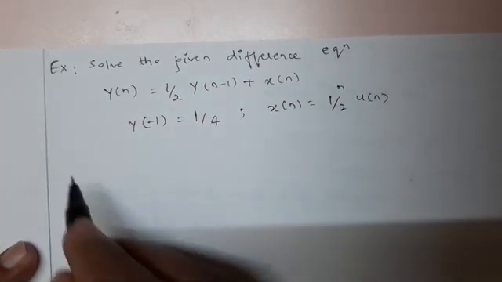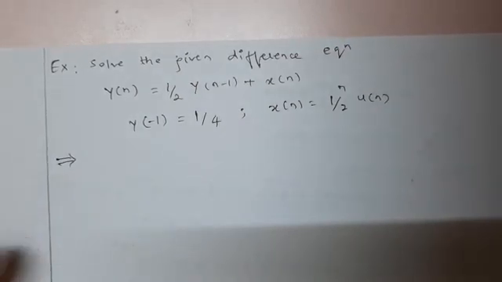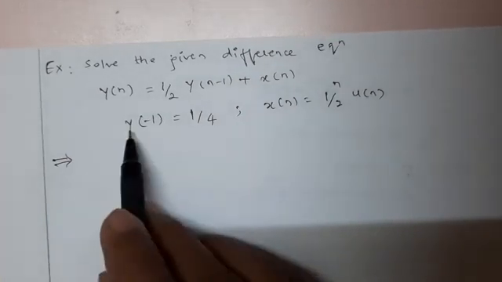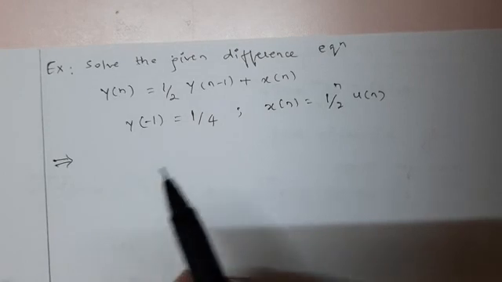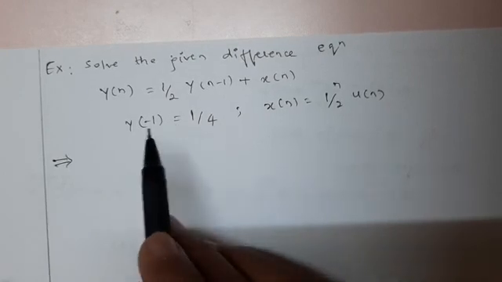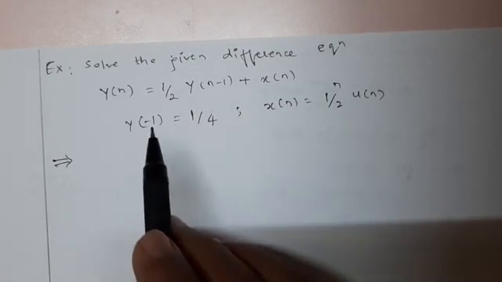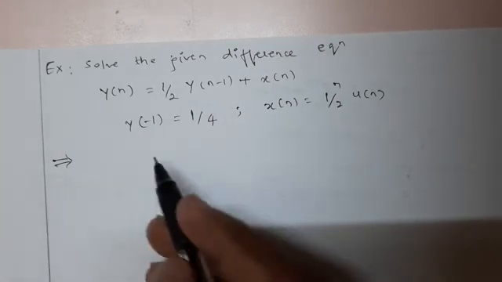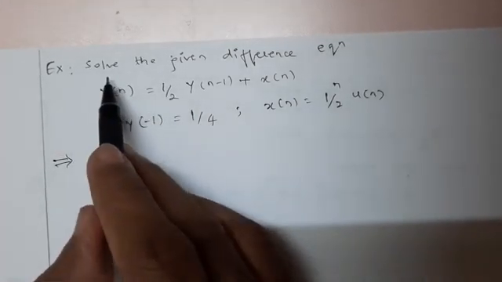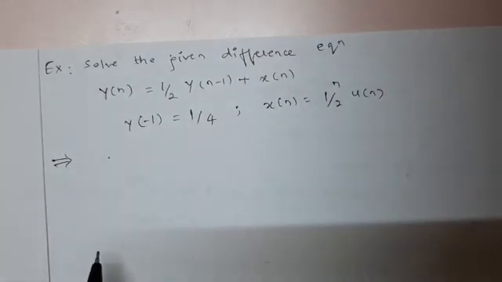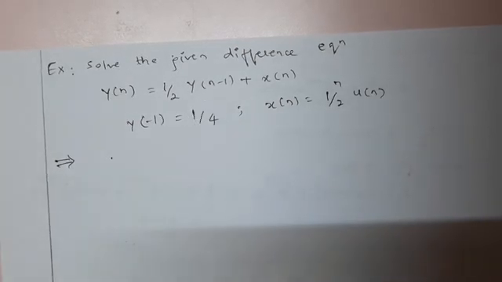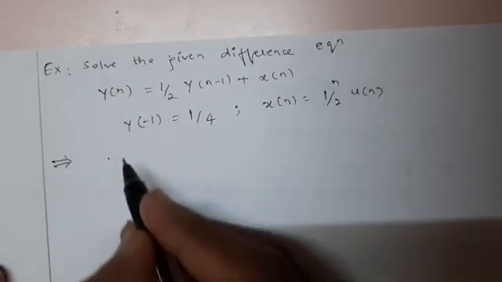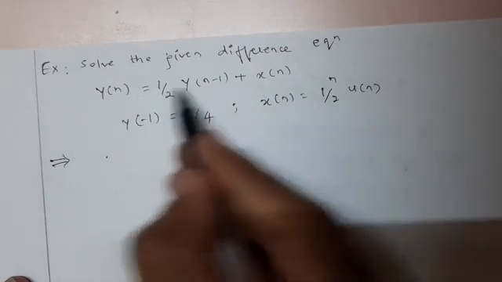So many times, if the initial condition is not given, do not worry about the unilateral Z transform. If initial conditions are given, then it is an indication that you should use the unilateral Z transform. So first, what they have told is to solve the given difference equation. The meaning of that is you have to include x of n and try to solve the equation. So I'll let you know. Find the Z transform of this equation first.